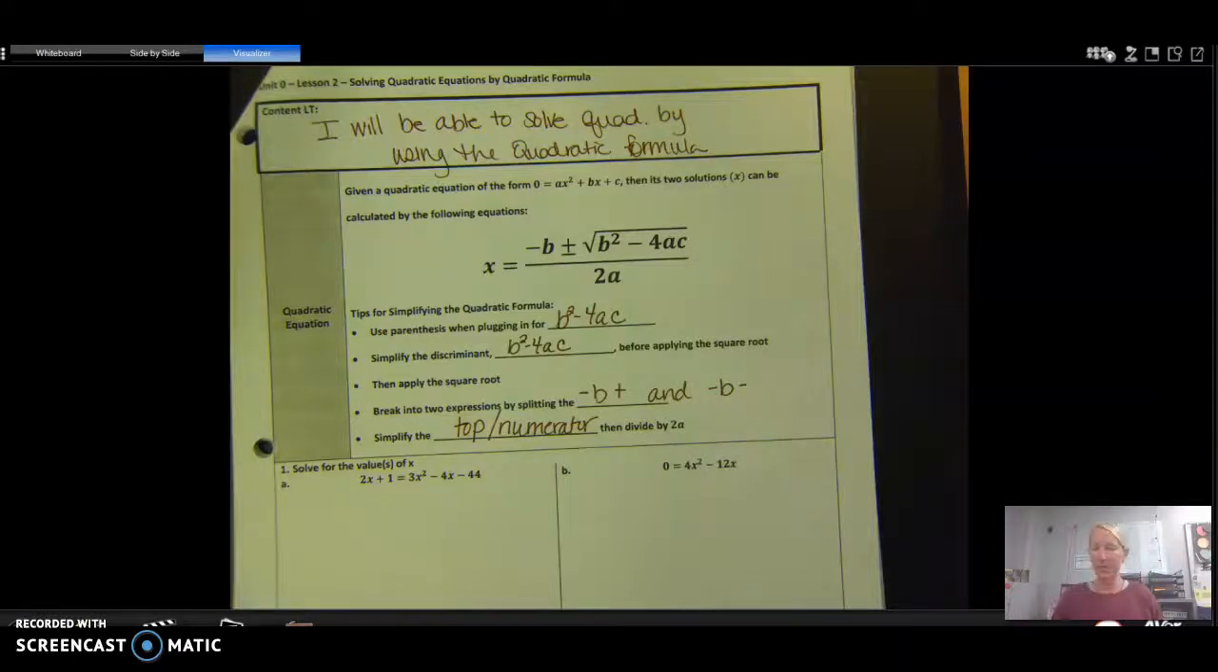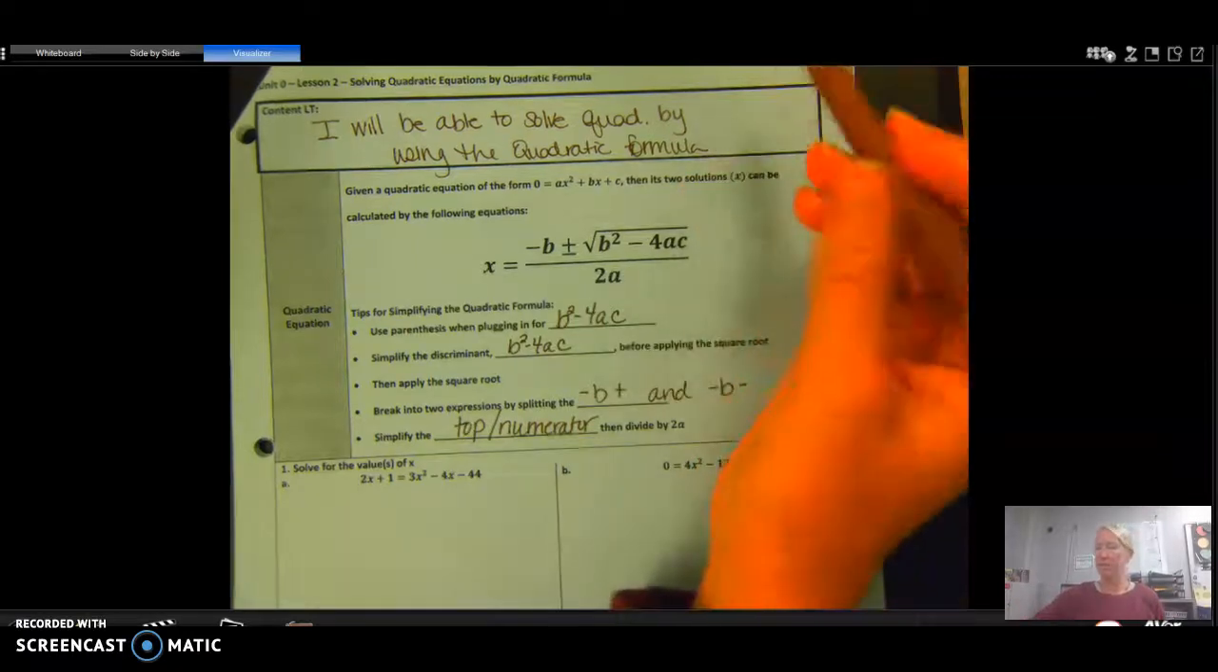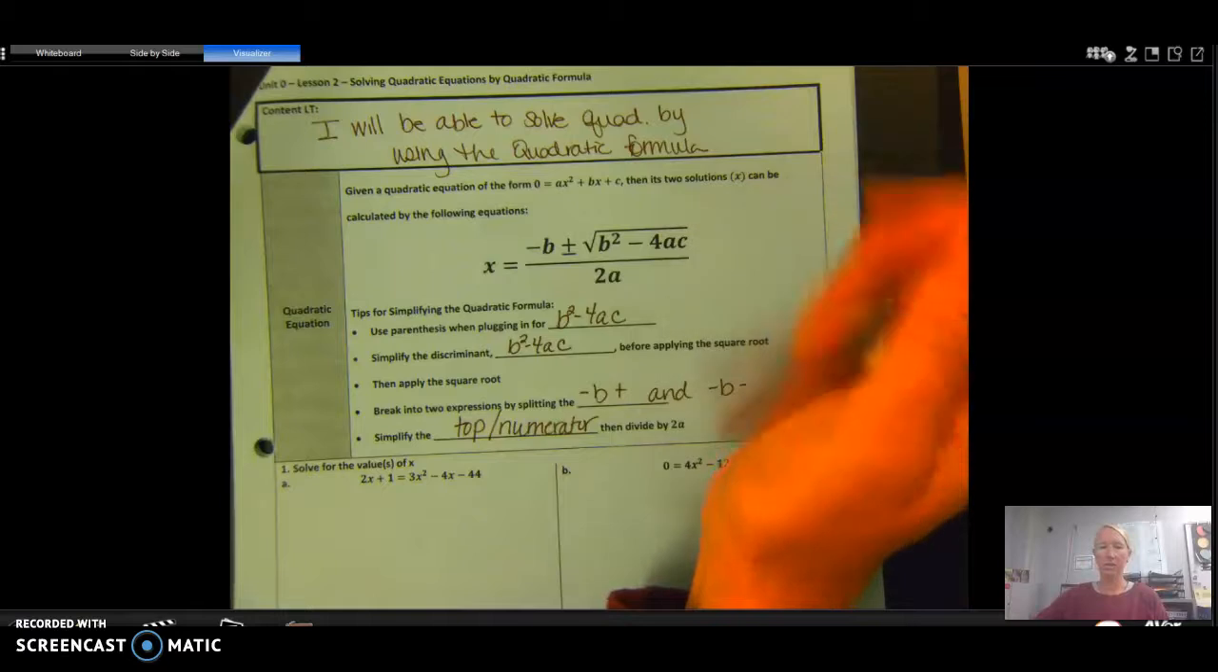Hi guys. Okay, so we are going to go on to 0.2 in our review unit, a very short unit of like 2 lessons. That's all it really is. Okay. So what we're going to be talking about today is the quadratic formula and solving quadratics by using that.